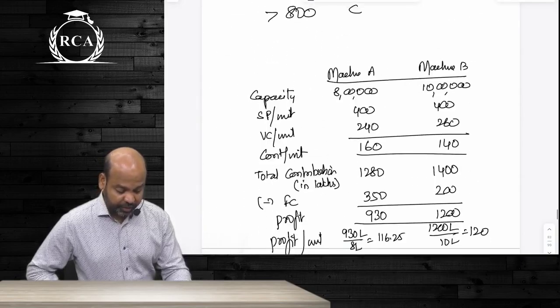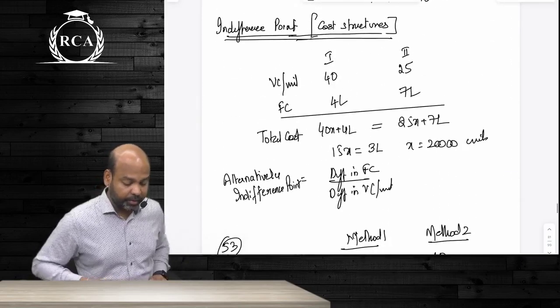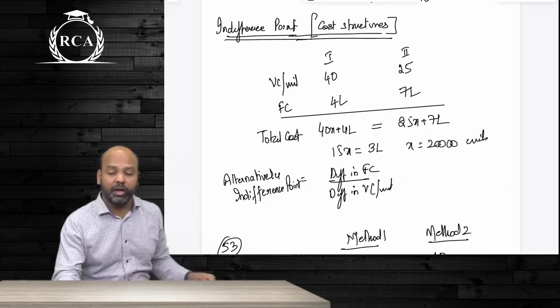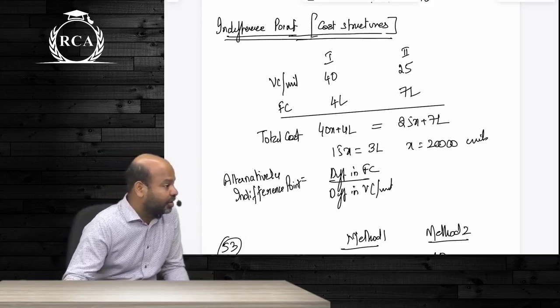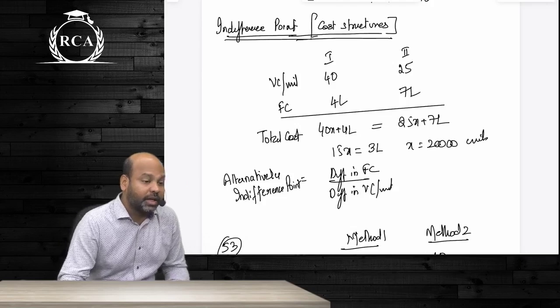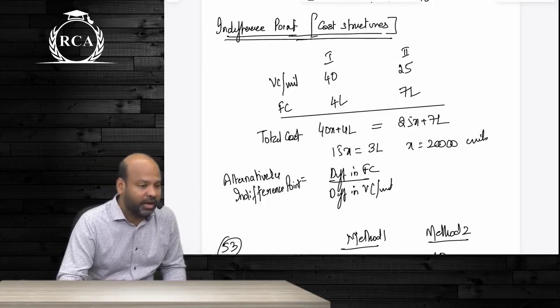Under indifference point as such, beta, we are trying to compute the volume level, guys, at which we will be indifferent between two cost structures. There can be a cost structure that is resulting in a higher amount of fixed cost but a lower variable cost. Another cost structure, beta, results in a lower fixed cost but a higher amount of variable cost. You can directly start with let x be the volume, guys, and then compare the total cost under both the alternatives. You will get indifference point.